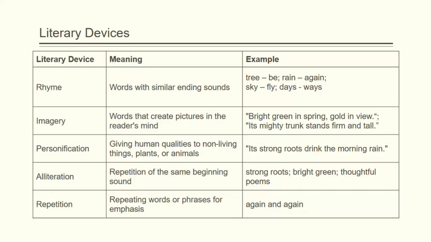The next one is alliteration, simply meaning repetition of the same beginning sound. For example, strong roots, bright green, thoughtful poems. Then you have repetition, simply meaning repeating words or phrases just for emphasis. For example, again and again. So these are some of the literary devices that you find in the poem that we just read.